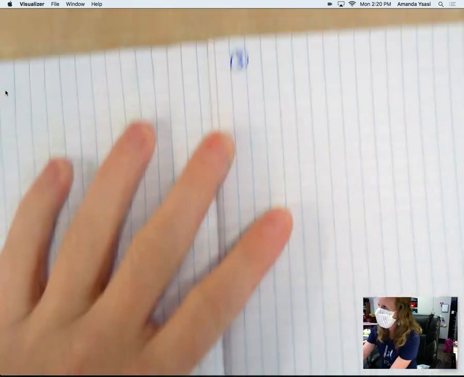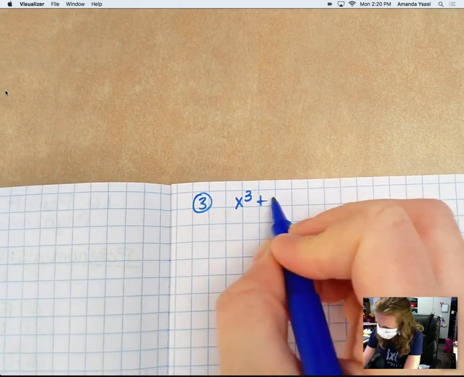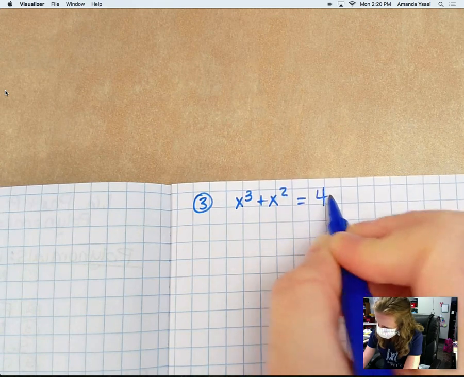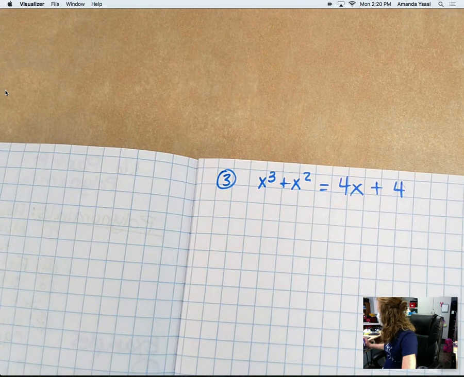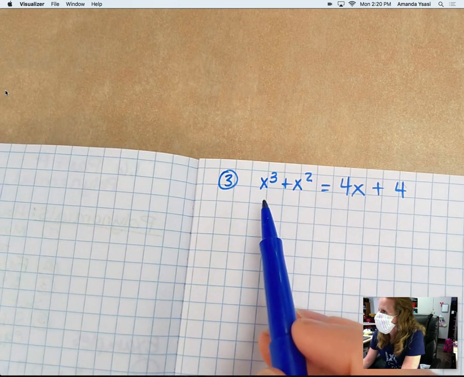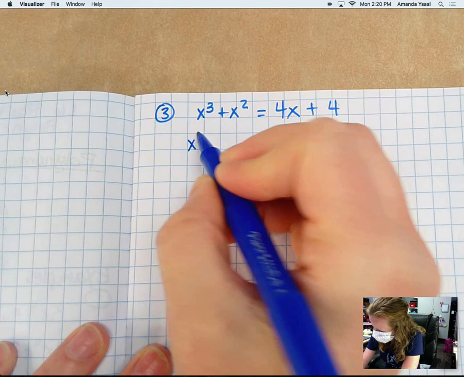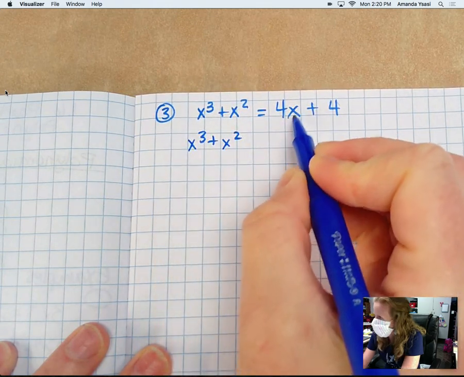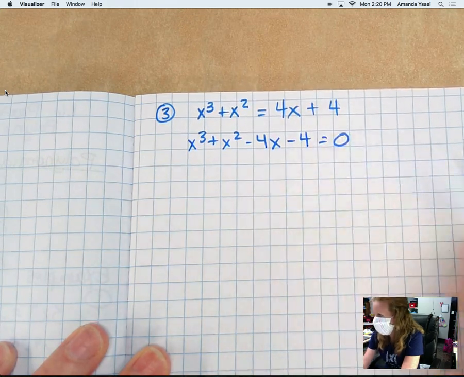Okay, let's do a third example for the polynomials. So it is x cubed plus x squared equals 4x plus 4. Okay, so we need to move everything over and put them in descending order. So we have x cubed plus x squared. Move this over so it's a minus 4x. Move this over, it's a minus 4 equals 0.